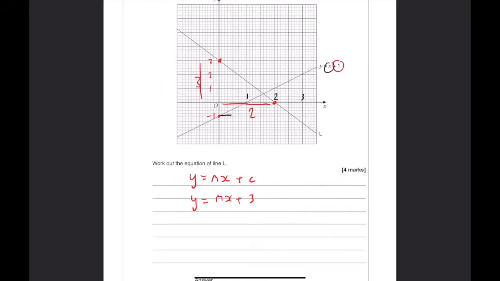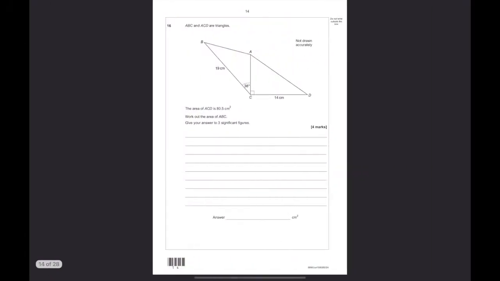And because of the way it's going, it's going to be minus, so it's going to be y equals minus 3 over 2x plus 3. If you want me to explain that a bit better, let me know in the comments and I can do so.